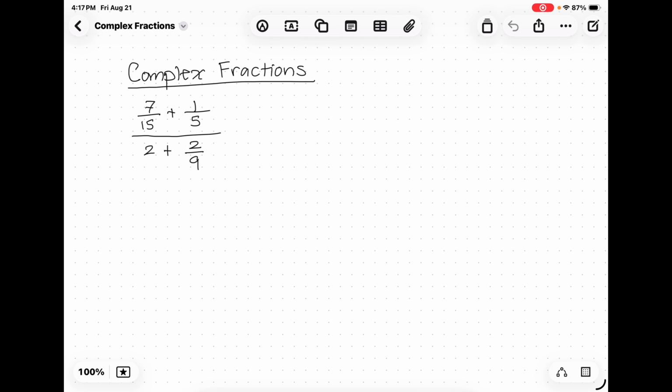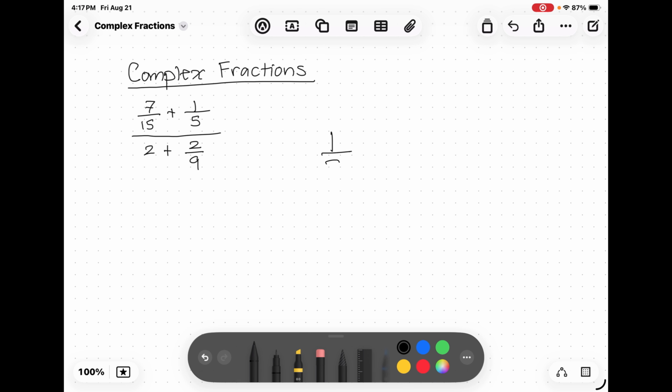What is a complex fraction? It's a fraction of a fraction. Doesn't need to be this complex. If I did 1 over 2 over 5, that's a complex fraction. It's a fraction of a fraction. I'm going to show you one way of working with these. There's another way, which I'm not going to talk about, so as not to confuse things.